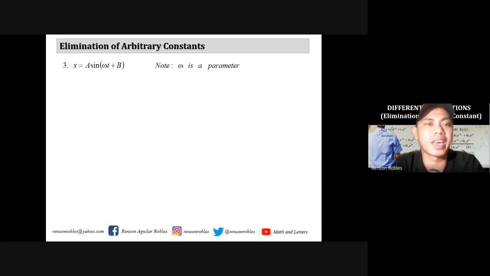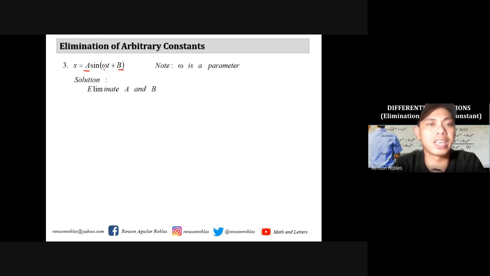Example number 3. x equals a sine of omega t plus b, and we have to take note that omega is a parameter. If you see that a variable or a constant is a parameter, then it should not be eliminated. So here there are only two constants, a and b. Omega and t are parameters, and they need not be eliminated. So we have to eliminate a and b, since these are our arbitrary constants. And to do that, we shall differentiate this twice.